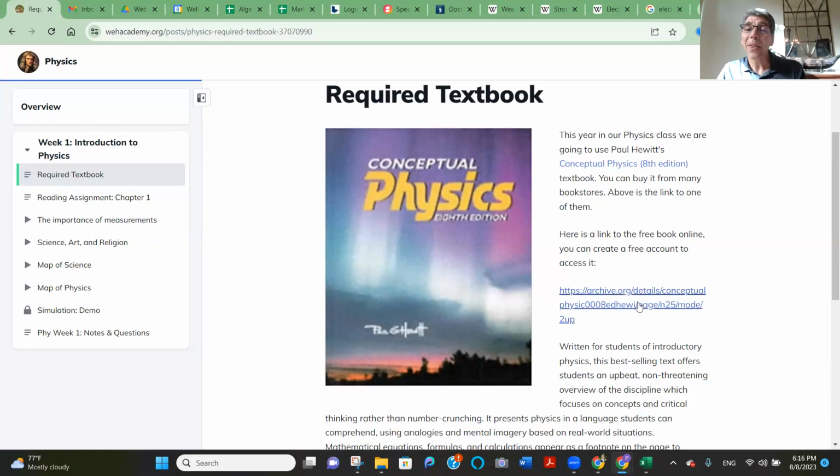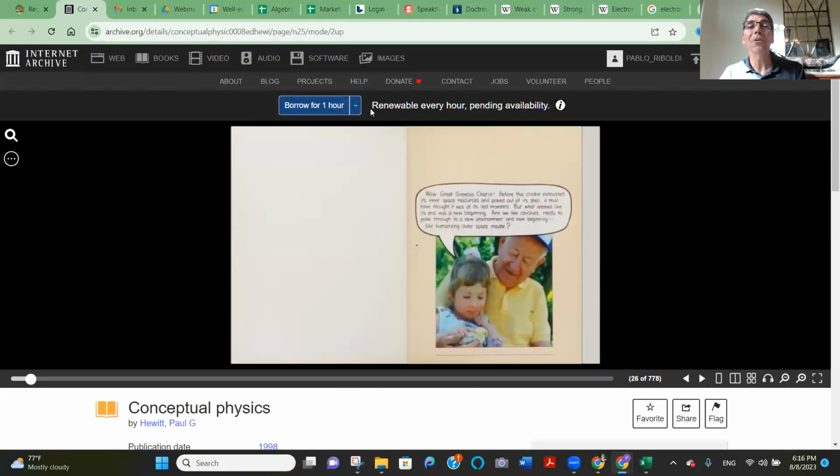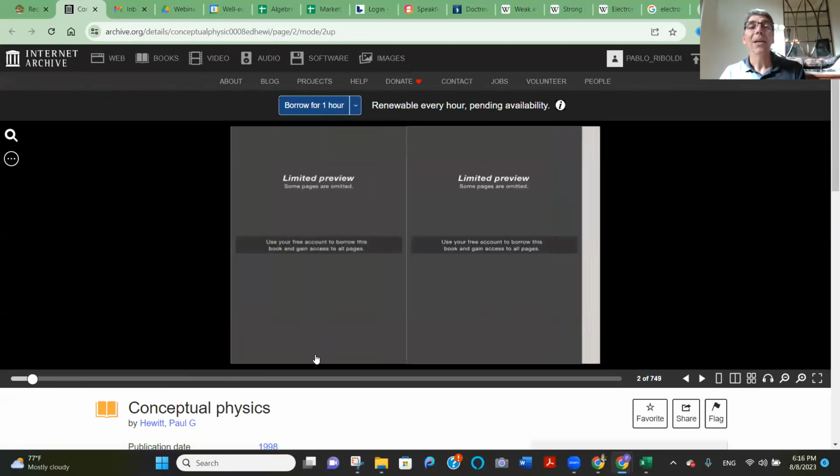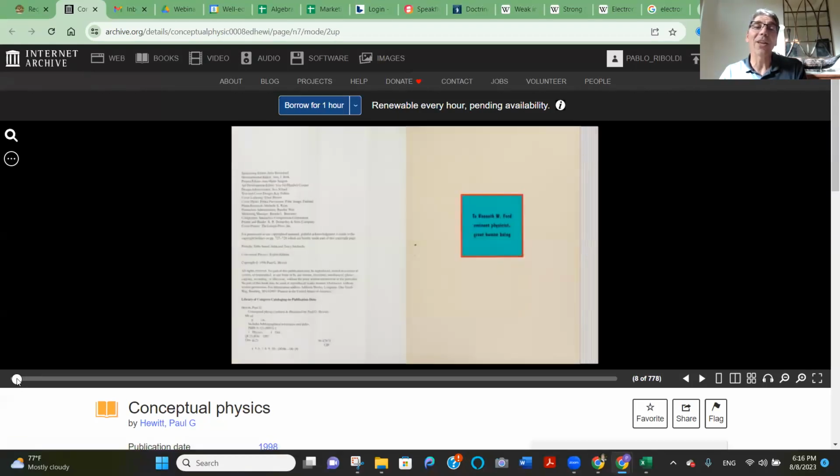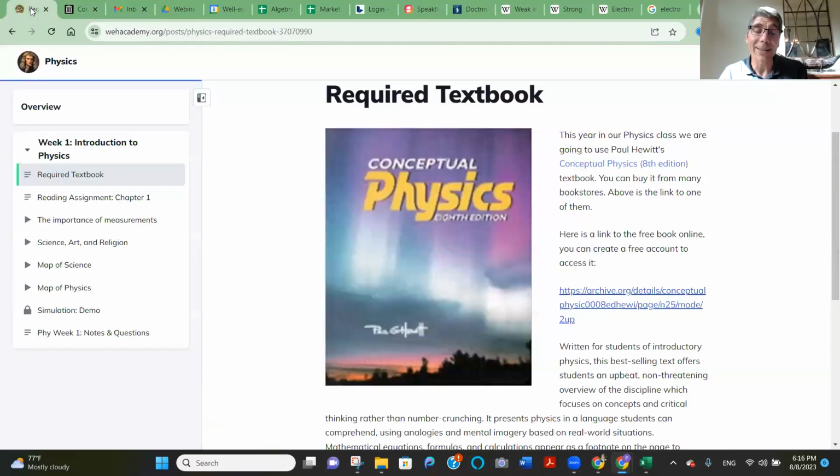Okay. This book is available on archive.org, and you can check it out for 1 hour at a time. But it's not recommended, of course, that you read a textbook online like this 1 hour at a time. I really would recommend that you get a physical copy of the textbook.